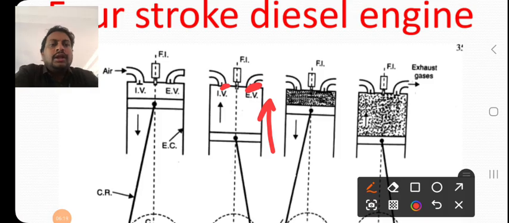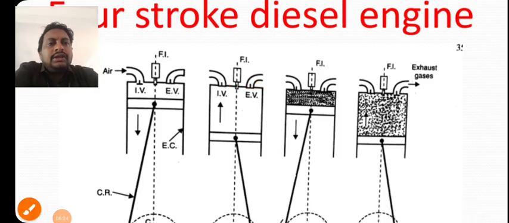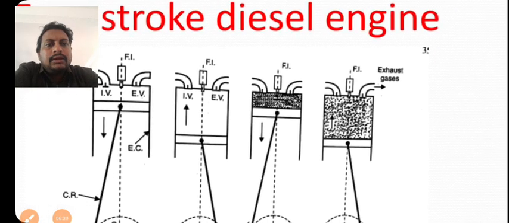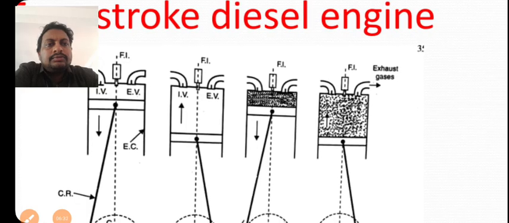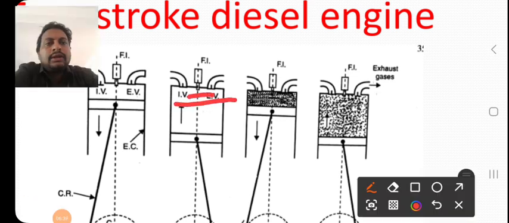Both inlet and exhaust valves are in the closed position. Here the piston moves from BDC to TDC. Whatever air is there will be compressed. So whenever the piston moves from BDC to TDC, the air will be compressed.